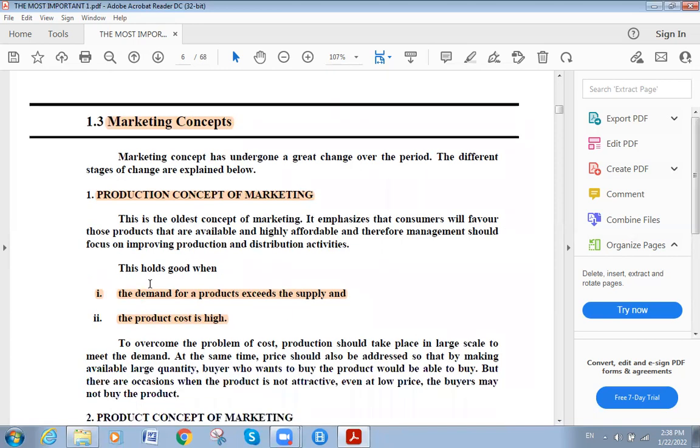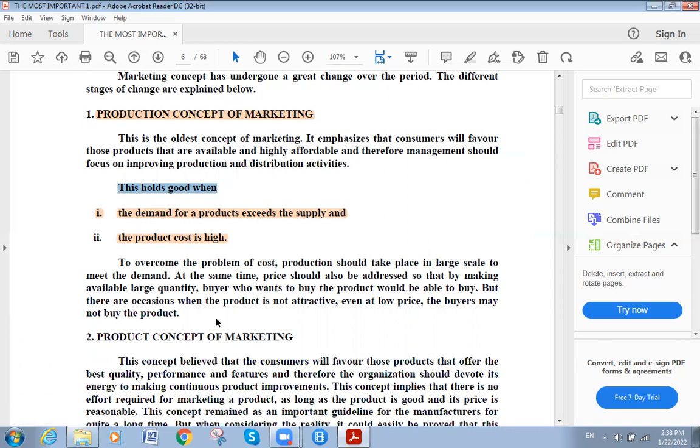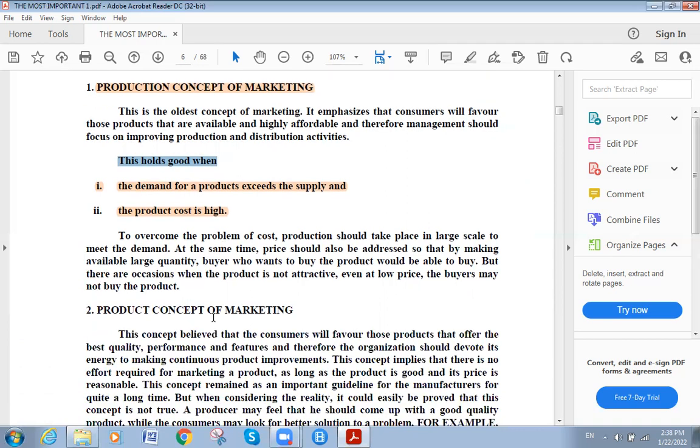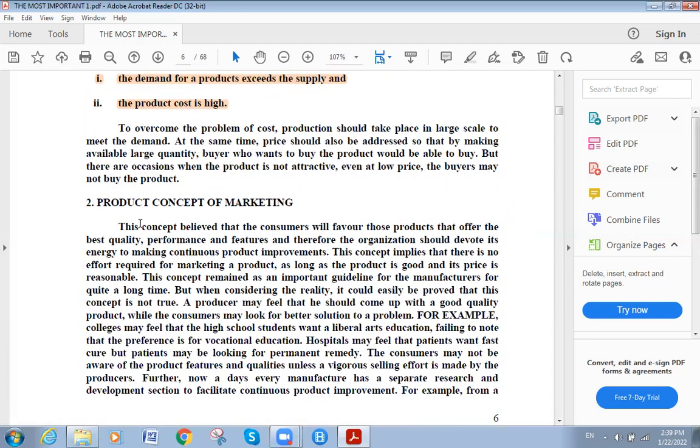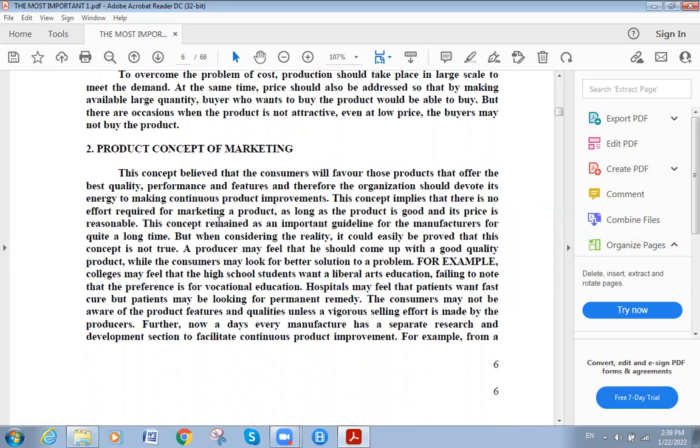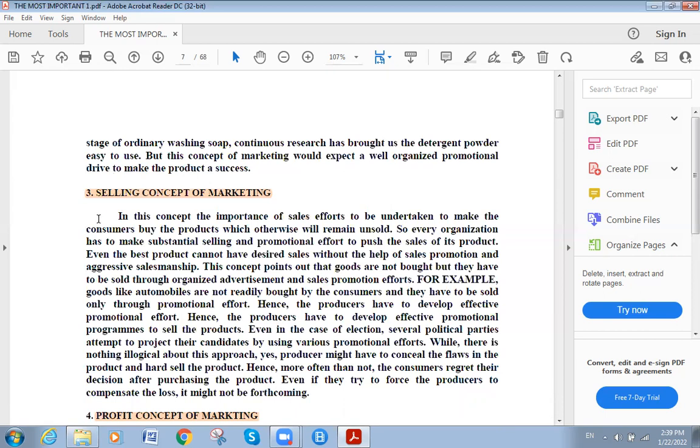Because also, it was good. Why was it good? Because the demand for products exceeded the supply at that time, in the 30s and 40s of the previous century. And the product cost was high, yes. So they had to produce more and more to cover those costs. Okay. The second concept was the product concept of marketing. The selling concept came later on.